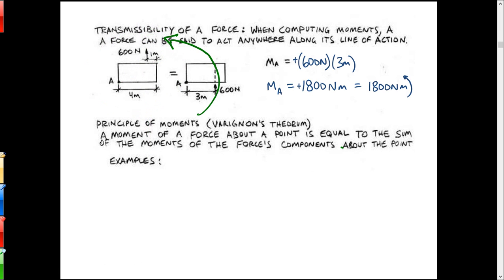So there we go. And this is a theorem, okay? And what this says is that the moment of a force about a point is equal to the sum of the moments of the force's components about the point, which is kind of a mouthful, but it's probably better illustrated by example, okay? But that's called Varignon's theorem.